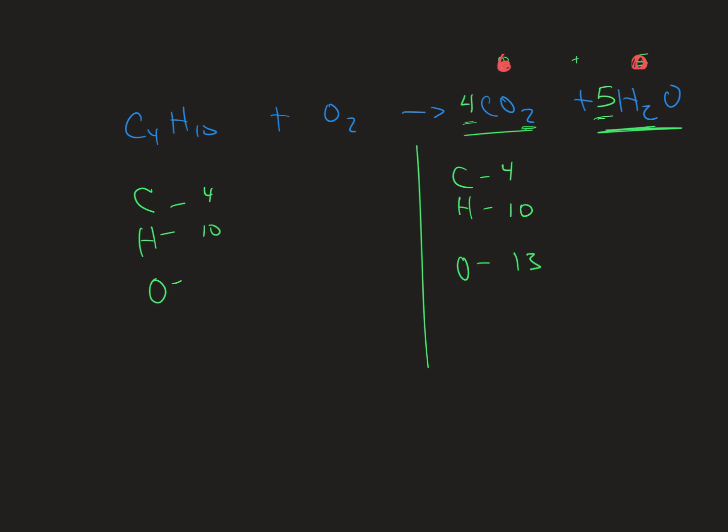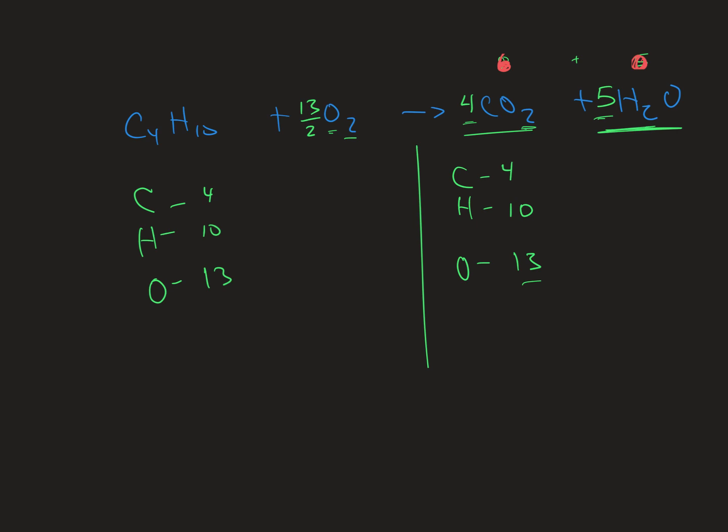How many do we have on the left? 2 oxygens. So 2 times what number is 13? Here's how you figure it out: you do 13 divided by 2. 13 divided by 2 is 6.5, or we can just leave it as 13 over 2. Either way, 13 divided by 2 times 2 gives us 13. So do you see how it's all balanced?